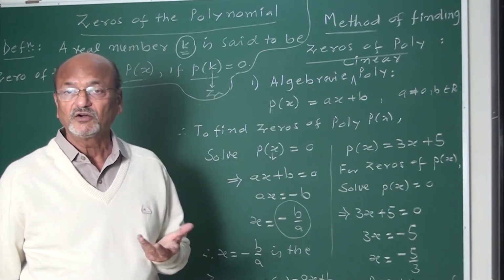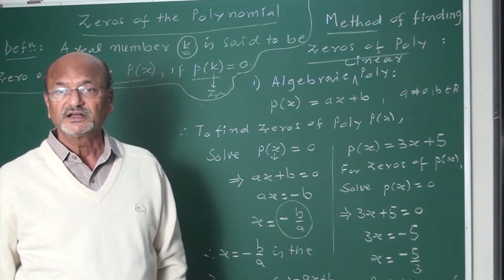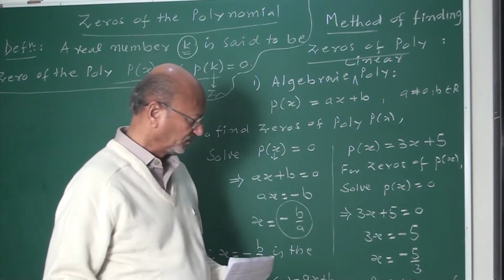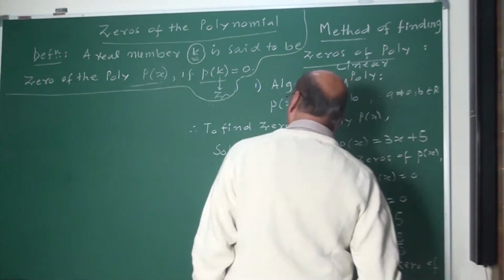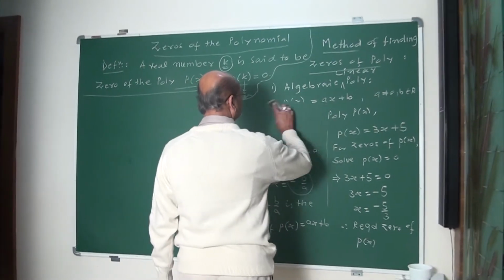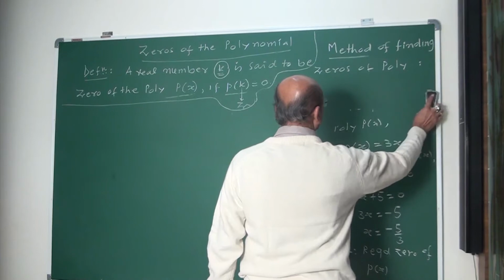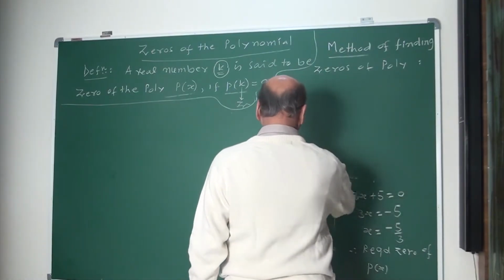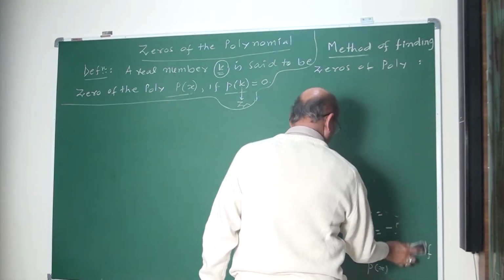Now I do one or two samples in case of quadratic as well as cubic polynomials. These I made clear by taking the examples. Method of finding the zeros of a polynomial of degree 2, meaning quadratic, and degree 3.